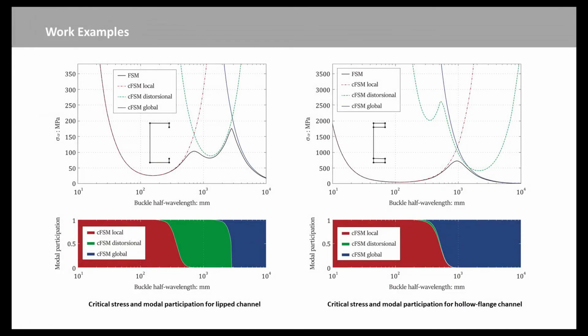The application of modal decomposition and identification on the signature curve analysis of the simply supported lipped channel and the hollow flange channel of the previous figure is provided in this slide. The modal decomposition provides pure mode deformation space solutions. The modal identification is scaled by participation so that the identification may be visualized along with the signature curve. The results indicate how local, distortional, and global couple as a function of buckling half-wavelengths, and further indicate for the hollow flange channel distortional buckling participating less.